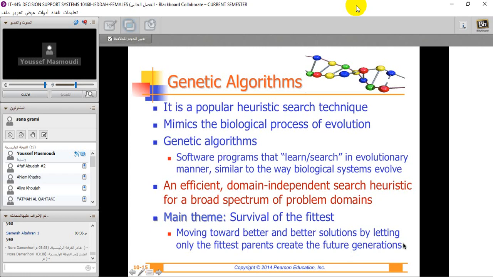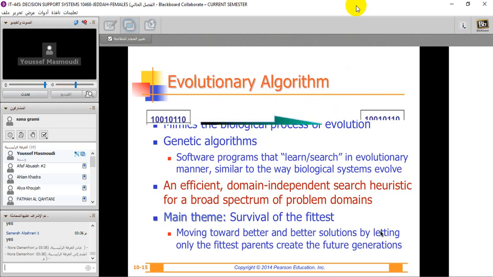That is why they say that Germans are among the most beautiful people. Okay, so we take the fittest parent or the beautiful parent that will create the future generation.